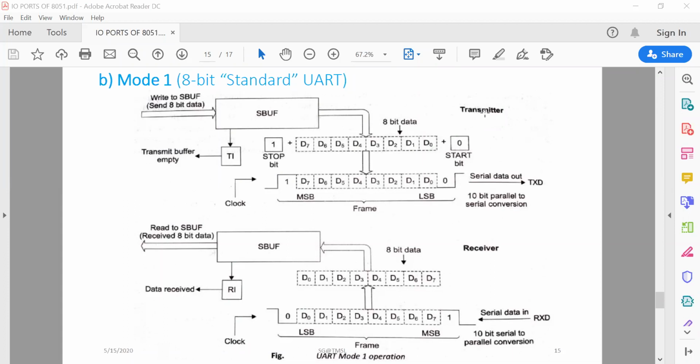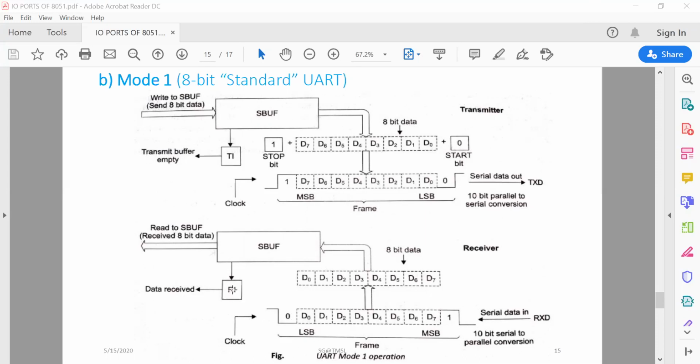Okay, and what happened in reception? The reception begins when receiver enable REN equals 1, and a high to low transition of the start bit is detected on the RxD pin. So here, this is the start bit, high to low. If it is detected by the receiver, that means the starting point is here, and it is received by the receiver. One by one the bits will be received.